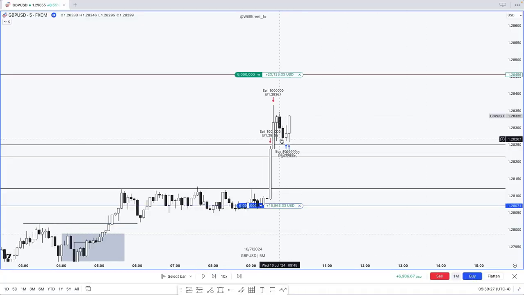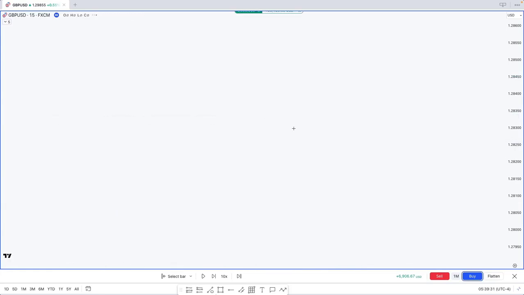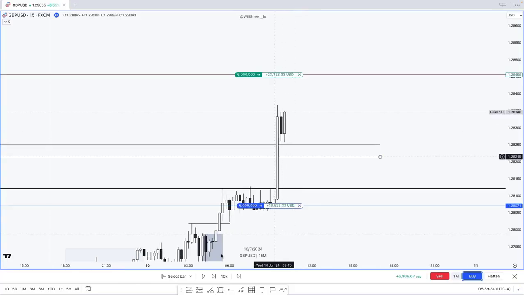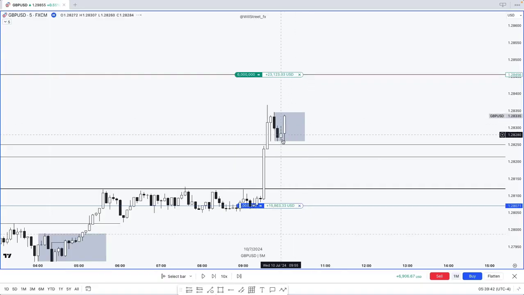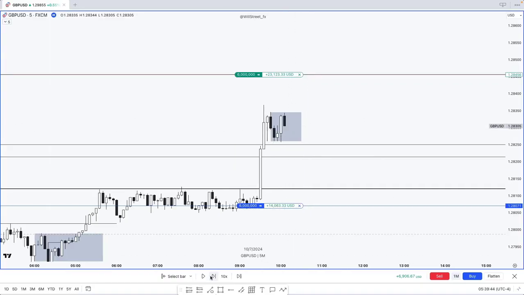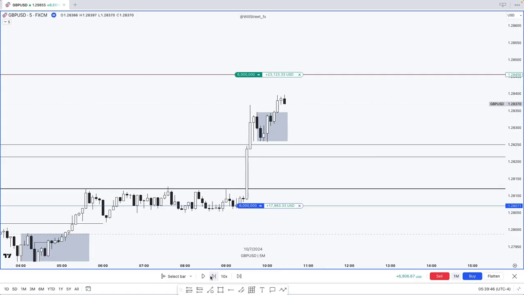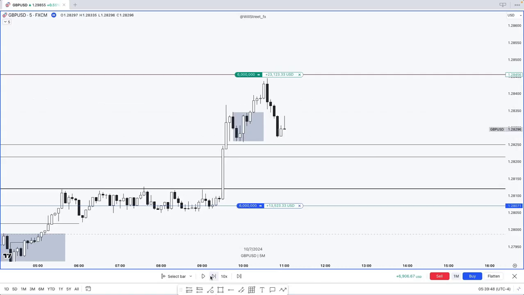Another long opportunity. Maybe it is a 15-minute range, I don't remember. Yes, look at this. And we are at the last leg of the movement. So this is a long, and going into the final target.